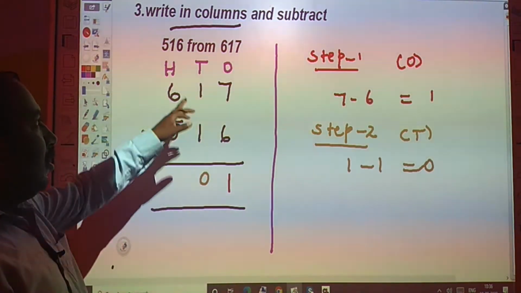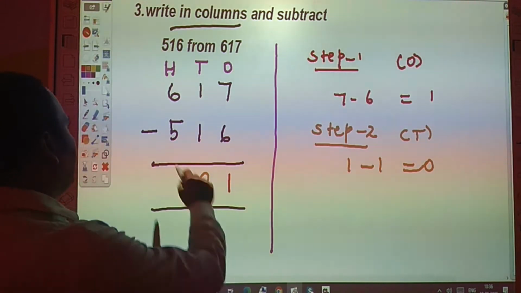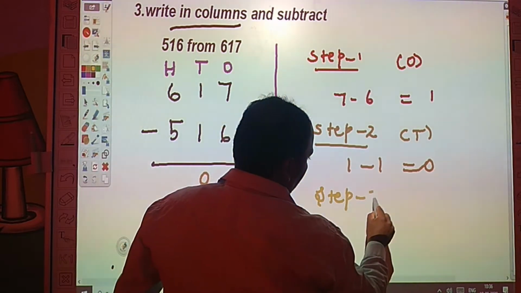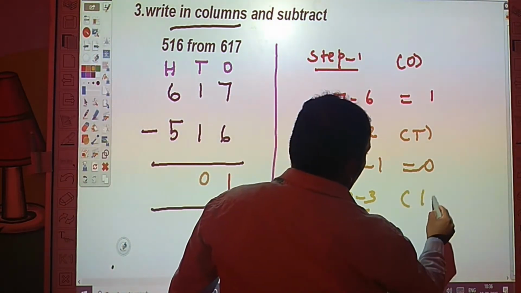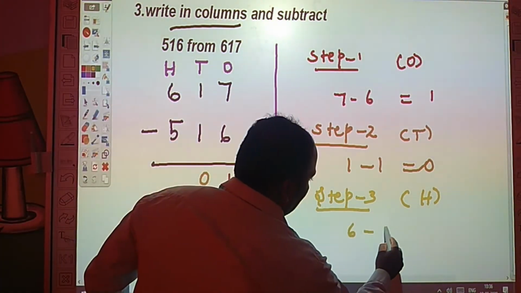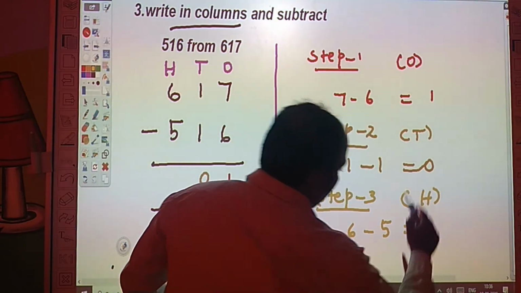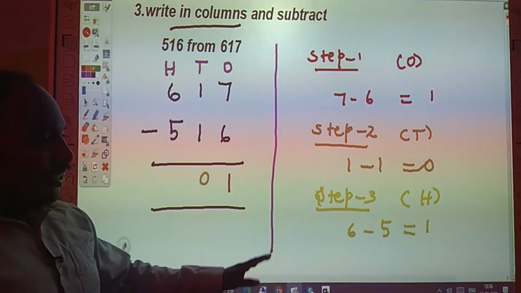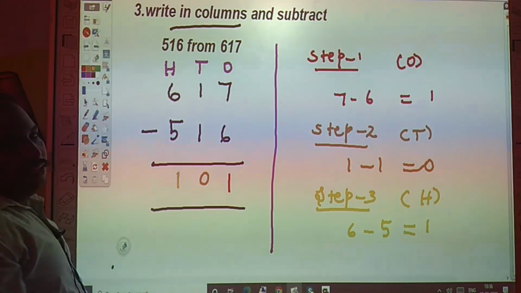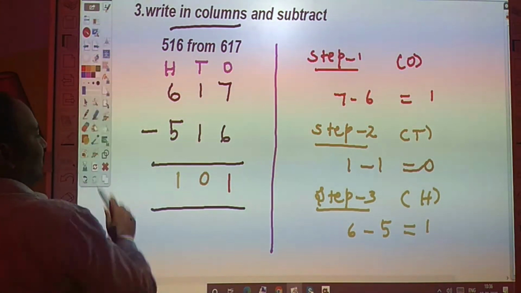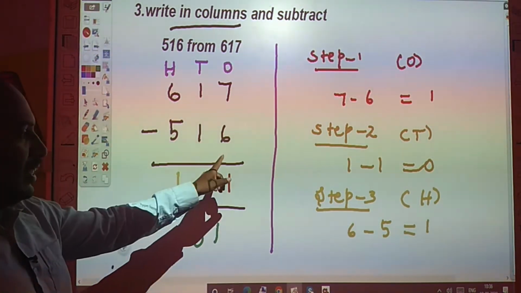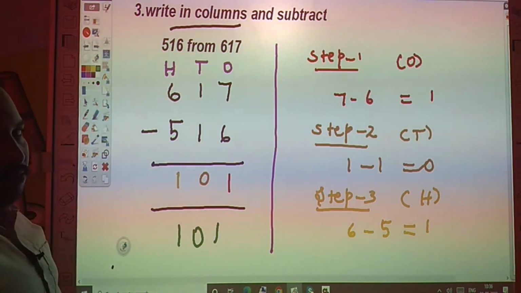The next one, Step 3, hundreds place. Here our hundreds place value is 6 minus 5. 6 minus 5 is equal to 1. 600 minus 500. The number 1, write in the hundreds place. So our answer is 101. 670 minus 516 is equal to 101.